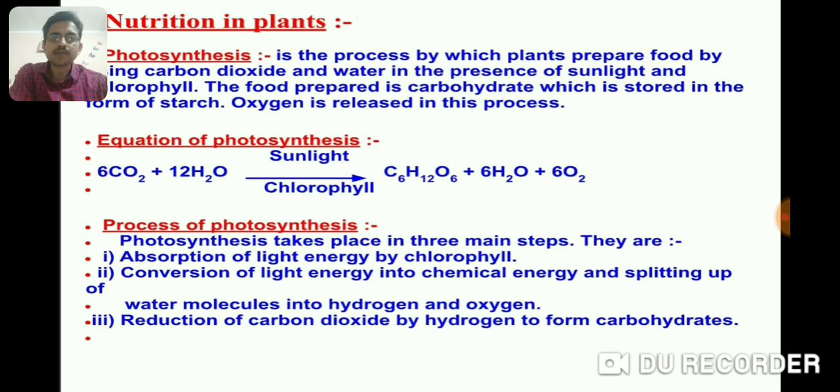The process of photosynthesis in plants involves three steps. These are: first, absorption of light energy by chlorophyll; second, conversion of light energy into chemical energy and splitting of water molecules into hydrogen and oxygen; and the third important process of photosynthesis is reduction of carbon dioxide to form carbohydrates by adding hydrogen.